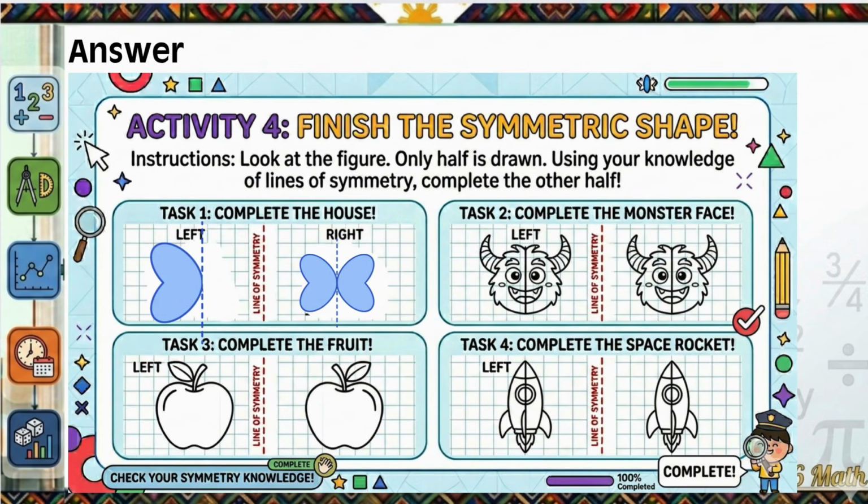When you were doing Activity 4, you had to draw the missing half. To get it perfect every time, follow these 3 golden rules. 1. Count the grid squares. If a line starts 3 squares away from the red line on the left, your drawing must start exactly 3 squares away on the right. 2. Check the points. Find the corners, or points, of the shape. Mark them on the empty side first, then connect the dots. 3. The flip rule. Remember, if a part of the house, like the chimney, is on the far left, it will appear on the far right of the new drawing.